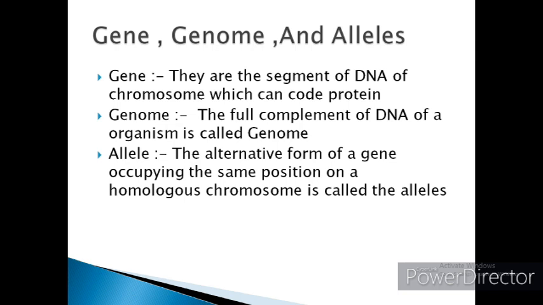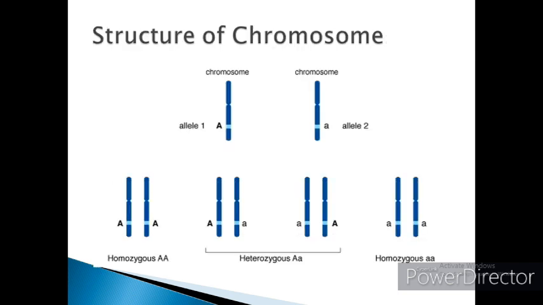And what is an allele? The alternative form of a gene is called an allele, and alleles occupy the same position. For example, see here, these are two chromosomes, and this is one allele and this is another allele. They are occupying the same region. See, this is one region and this is another region, they occupy the same region. So this is an allele, and this is again another allele.